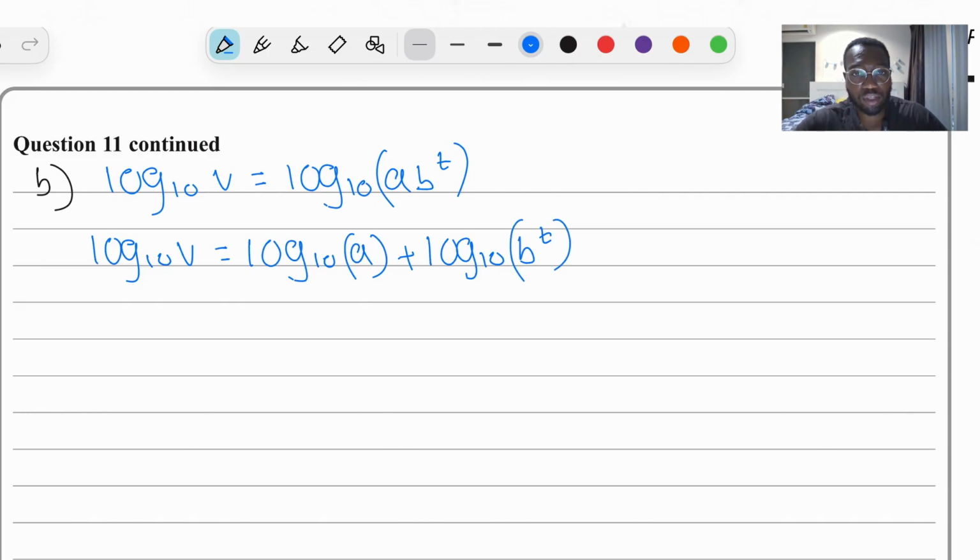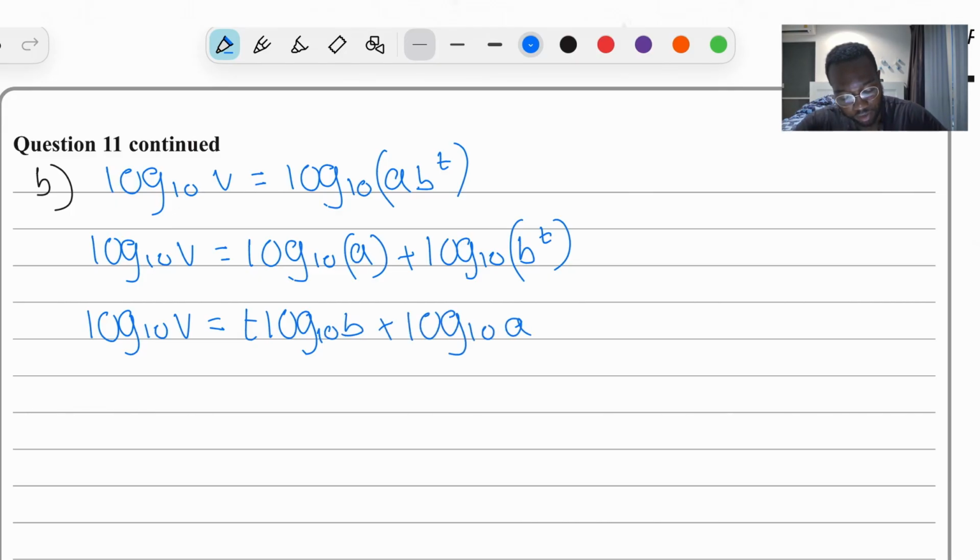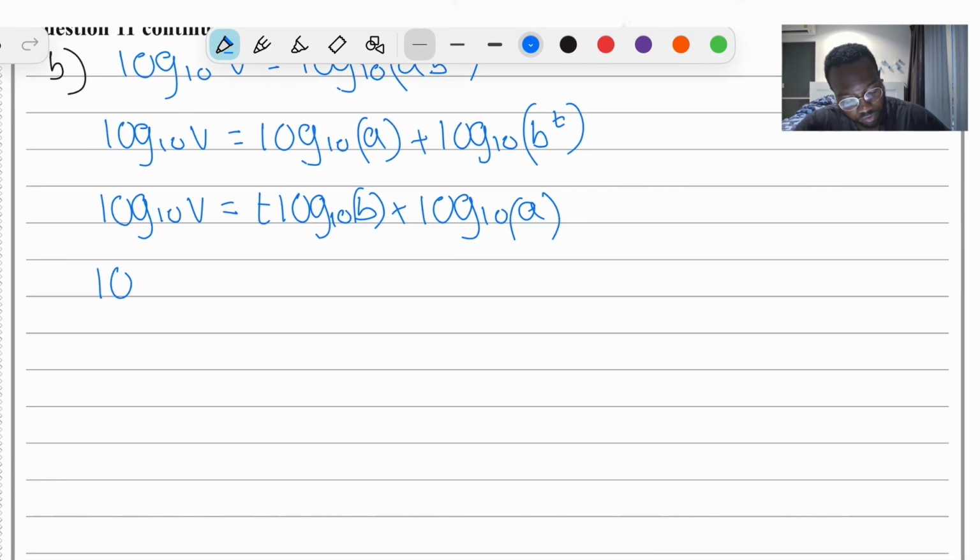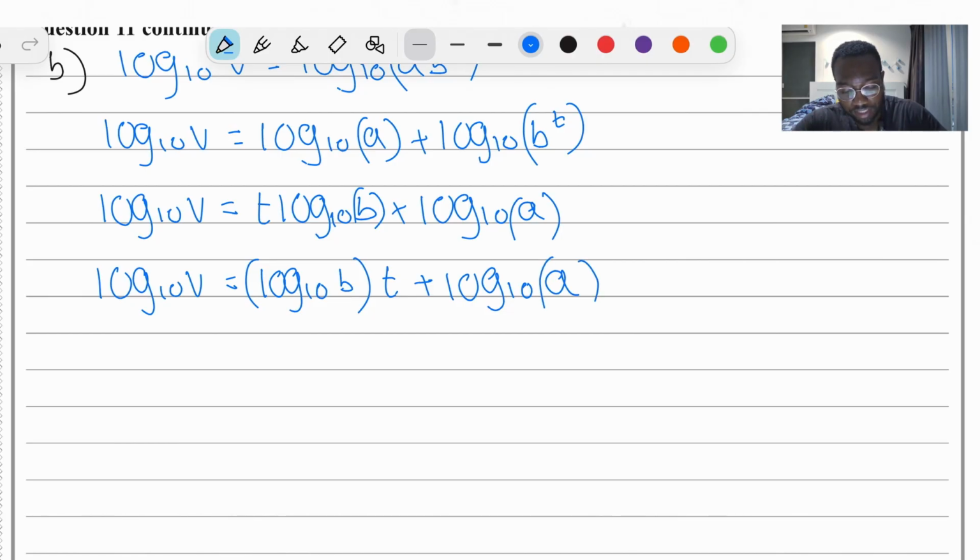And now with that t, we can bring that t to the front. So we have a log base 10 b, and I'm going to move the t over to this side, so we get t log base 10 b plus log base 10 a. Okay, like this. And now, if I just rearrange this a bit, we have log base 10 b times t plus log base 10 a. And as you can see, that is in the form we want.